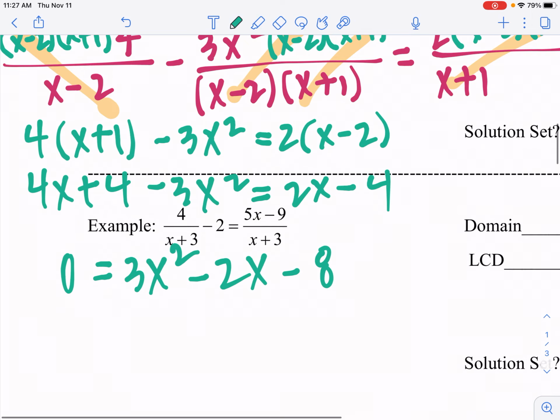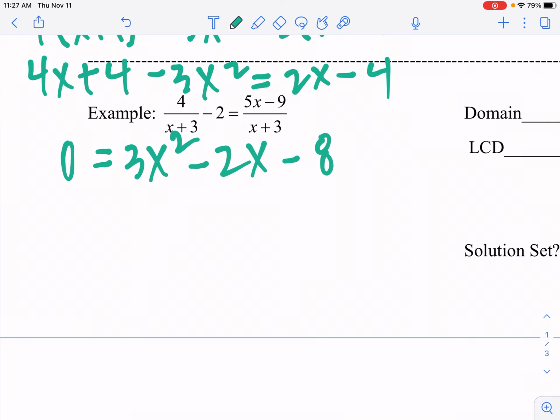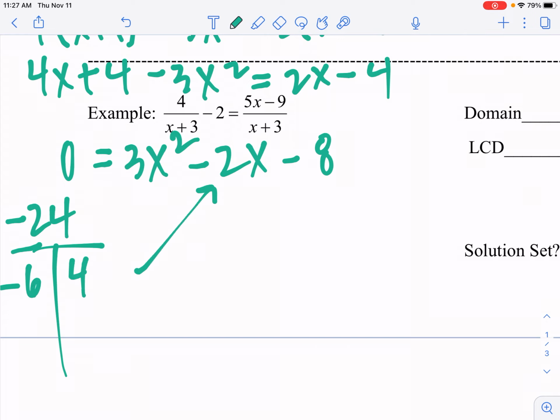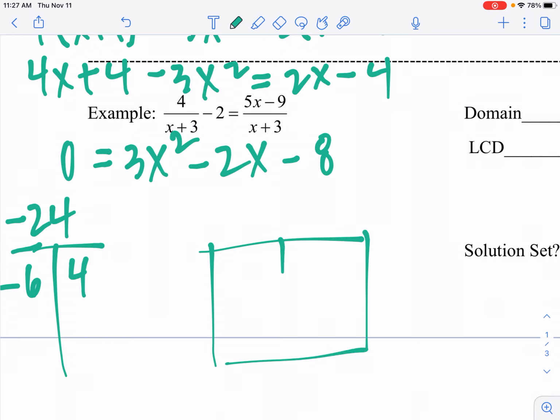This is going to require the box method to factor. Again, you may need to review those techniques. If I multiply a times c, 3 times negative 8, I get negative 24. And factors that add to equal negative 2 are negative 6 and 4. Because of that 3, we've got to do the box method or an equivalent method of your choice if you've got something that works as well.